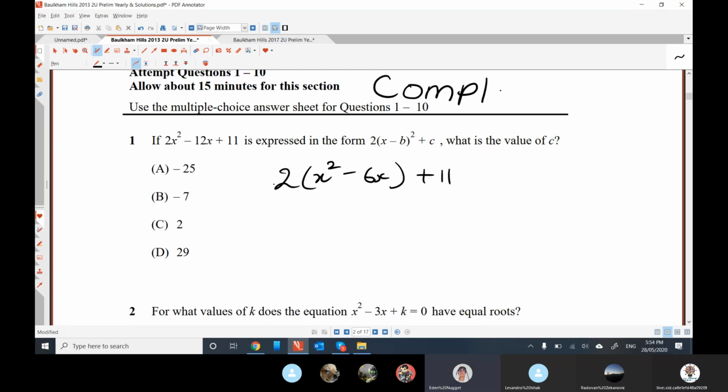Complete the square. Yeah, complete the square. Question 1. It's already got us. How good's that? Complete the square. So that one's a complete the square question.